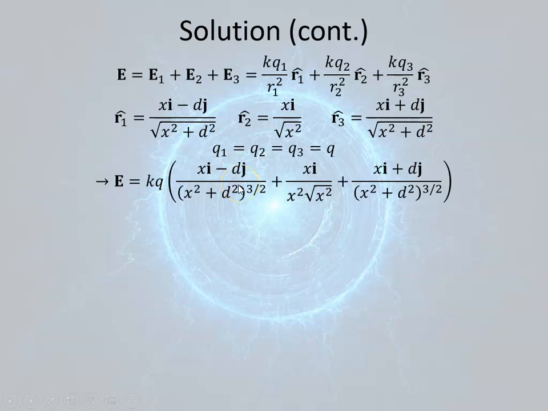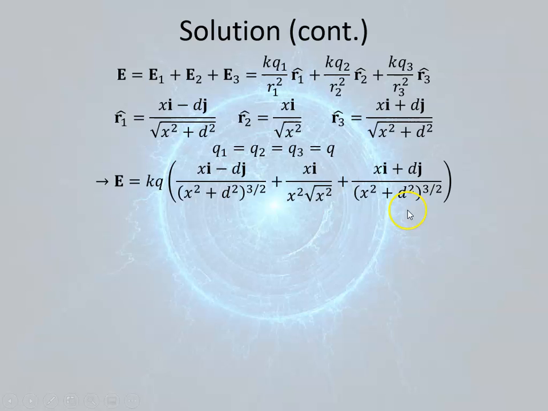But in this case, we have that funny thing in the middle. In any case, r1, remember, is the square root of x squared plus d squared, which means that r1 squared is x squared plus d squared. And we need another factor of the square root of x squared plus d squared, so the whole thing therefore becomes x squared plus d squared to the 3/2 power. And the same thing happens with the electric field due to charge 3.